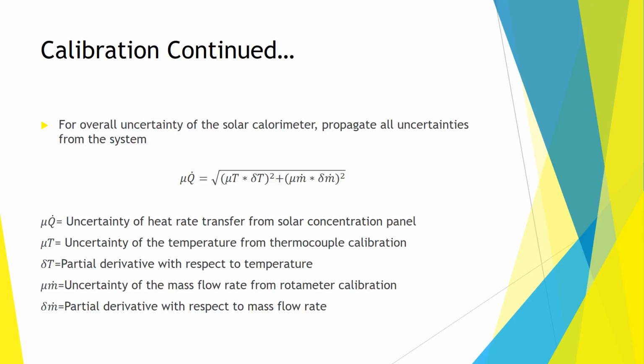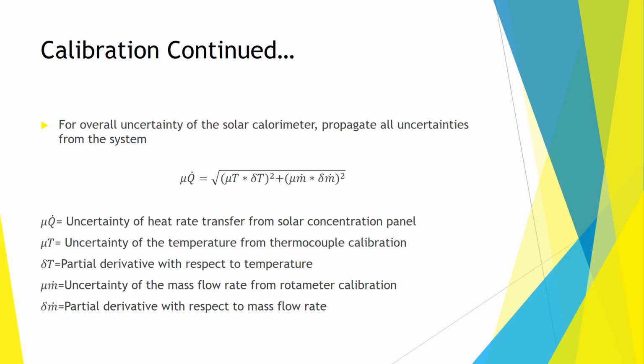Once the uncertainties are found for all of the measuring systems of the calorimeter, they can be propagated to get the uncertainty for the heat transfer of the solar concentration panel. This is a simple solar calorimeter, and in many cases, there will be many more variables in the uncertainty analysis. For our example, we show the equation to find uncertainty of the rate of heat transfer from taking the uncertainties of the temperature and mass flow rate. Then multiply them by the partial derivatives of the original heat rate transfer equation and take their root sum square to calculate an overall uncertainty.